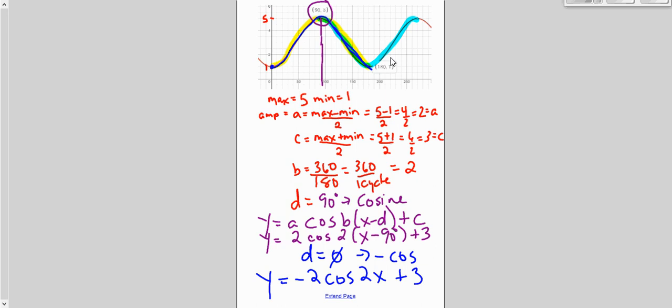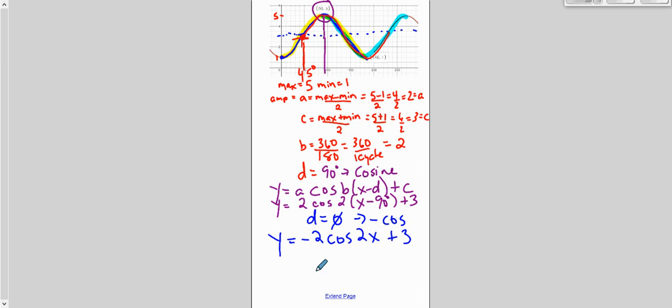Same thing if I wanted to do a sine graph. I'd look to be where my sinusoidal axis is, because sine always starts right on your sinusoidal axis, and then it goes up and down and up. Of course, I'd want to see where that falls, and that would fall halfway between 0 and 90, so at 45 degrees. So if I wanted to write a sine graph, I would use a d value of 45 degrees.